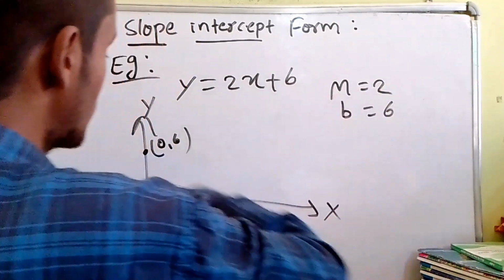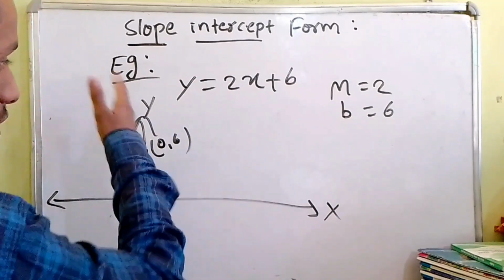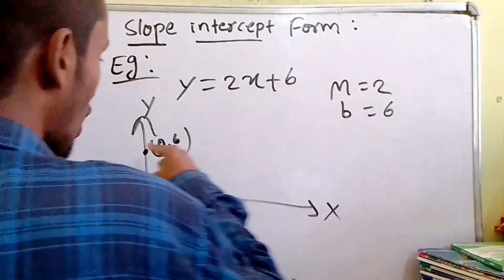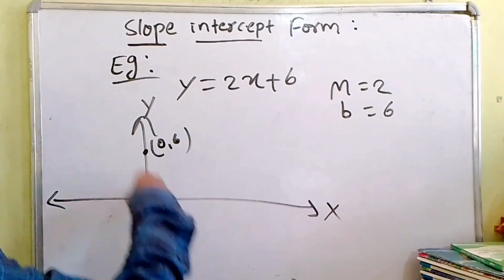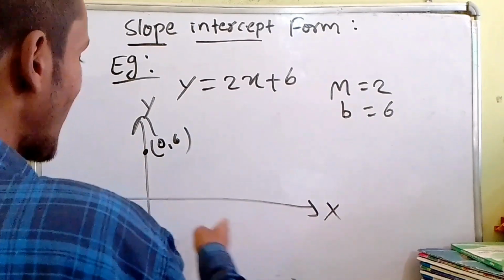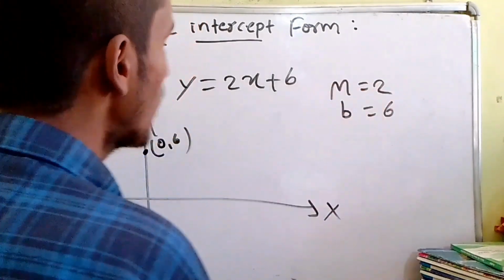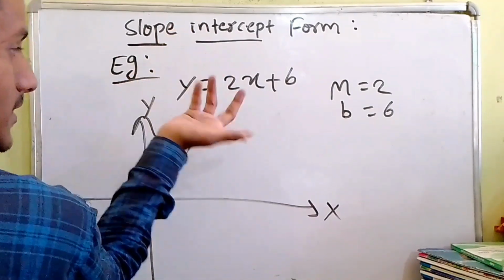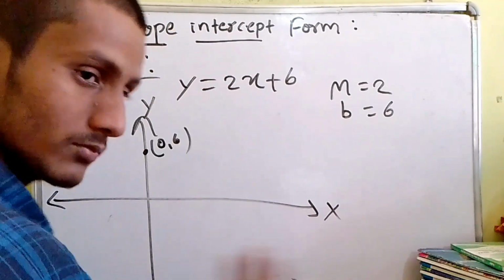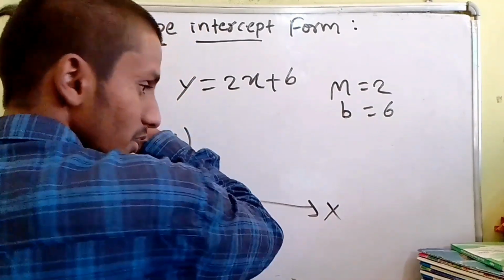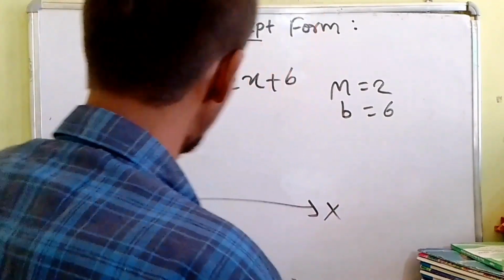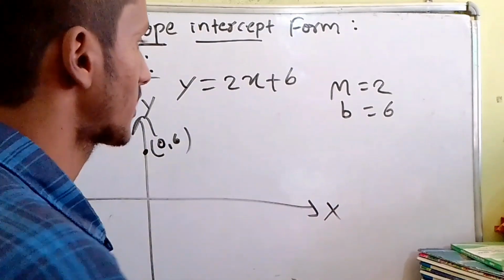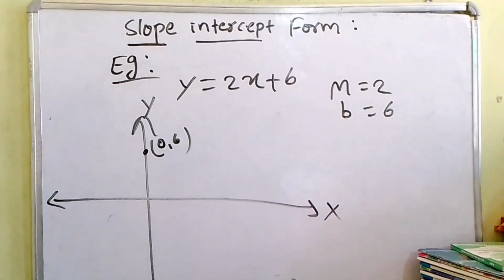This is where the straight line cuts the y-axis. From this, I got this point, so the straight line also goes through it. As the slope is positive, the straight line will be leaning like this. Why? Because the slope is positive. If it was negative, it would be like this. Making sense? It's positive, so it goes like this. If it is negative, it might go like that.